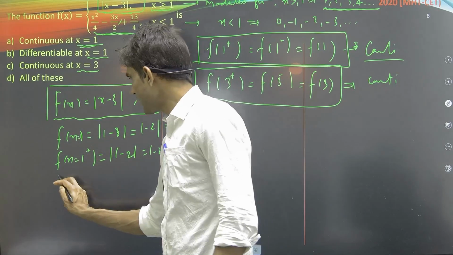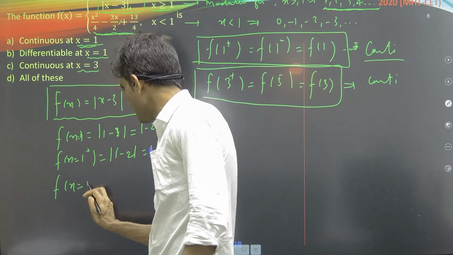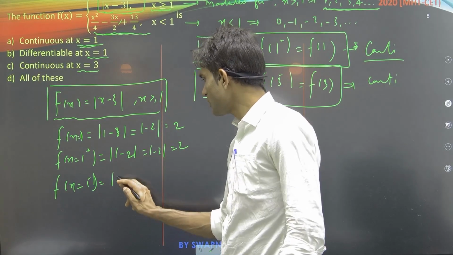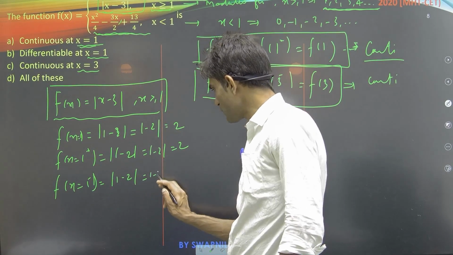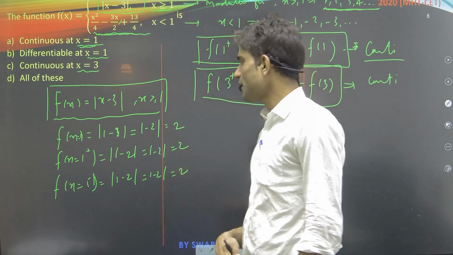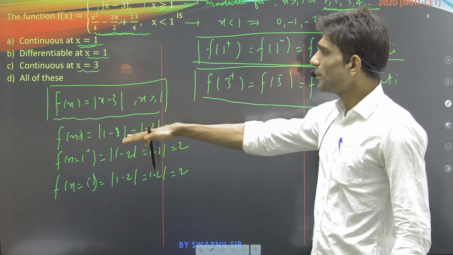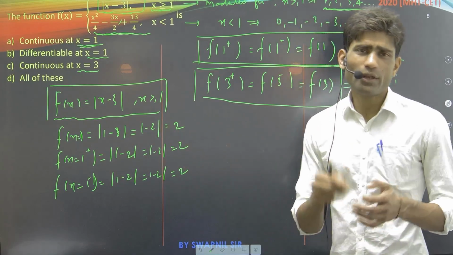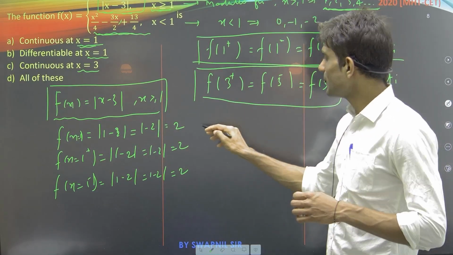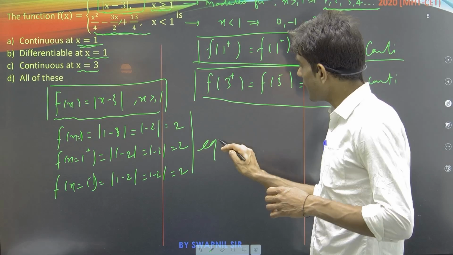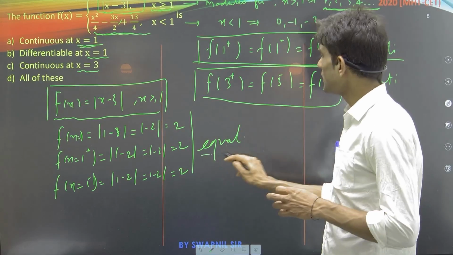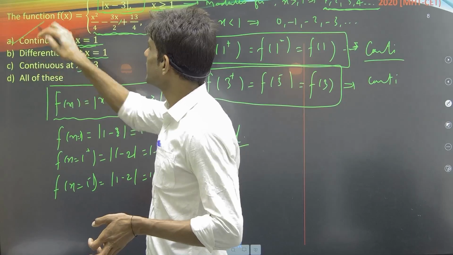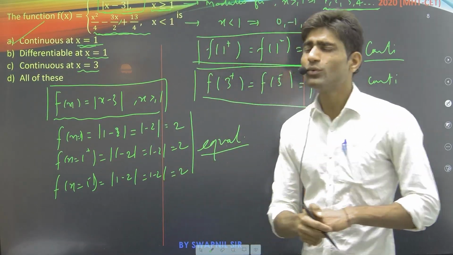Again, for the negative limit of f of x at 1 minus, f of x equals modulus of 1 minus 2, which gives us the modulus of minus 2, which is equal to 2. Now see that f of the negative limit, f of the positive limit and f at the given point are all equal. If all these values are equal, then we say that the function is continuous at the point x equal to 1.